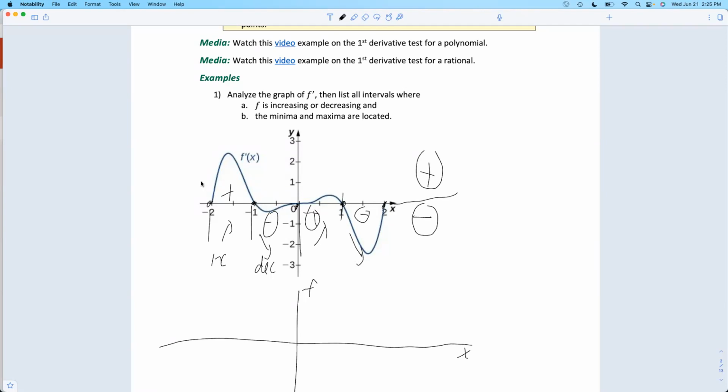So that spot there at -1, I went from going up to back down. I'm going to have a max right there, a local max, because I went from increasing to decreasing. So I'm going to go ahead and put that in here. So right there at -1, I'm going to have a local max, and the graph was decreasing before that.